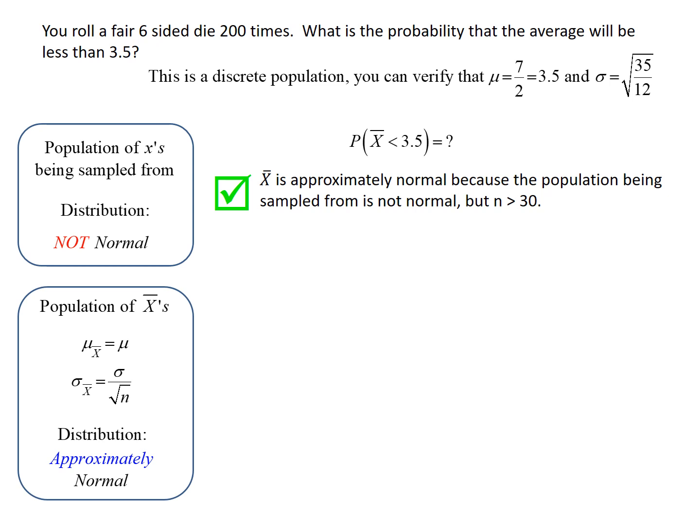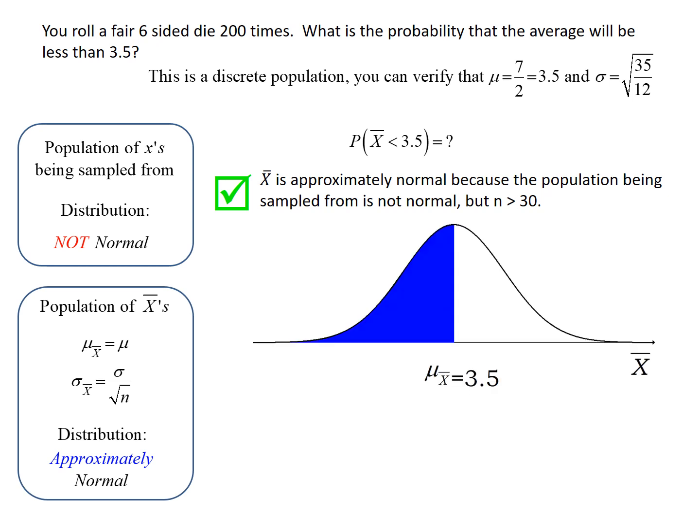Okay, so we're going to draw the graph. We've got a normal curve, and x bar is the variable, so in my legend over here in the bottom right-hand corner, x bar, those are the numbers on the horizontal axis. The mean of all the possible x bars is 3.5. We wanted the probability x bar was less than 3.5, so we're going to shade everything that is to the left of 3.5.